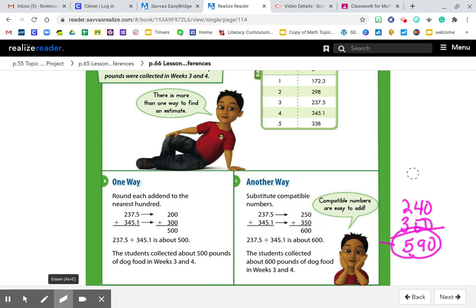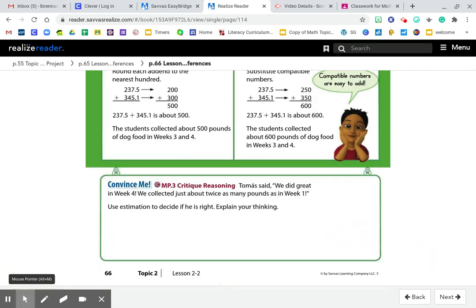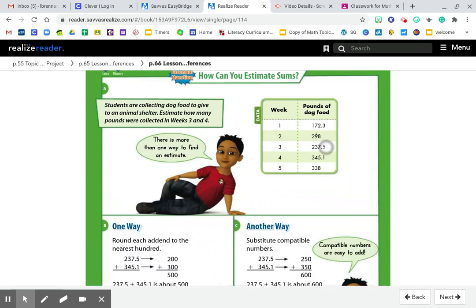So let's move on. Tomas said we did great in week 4. We collected just about twice as many pounds as in week 1. Use estimation to see if he was right. Did they use twice as many in week 2 as they did in week 1?